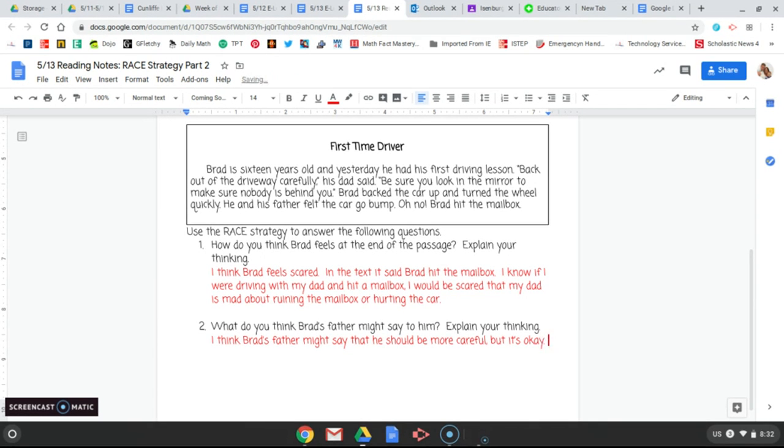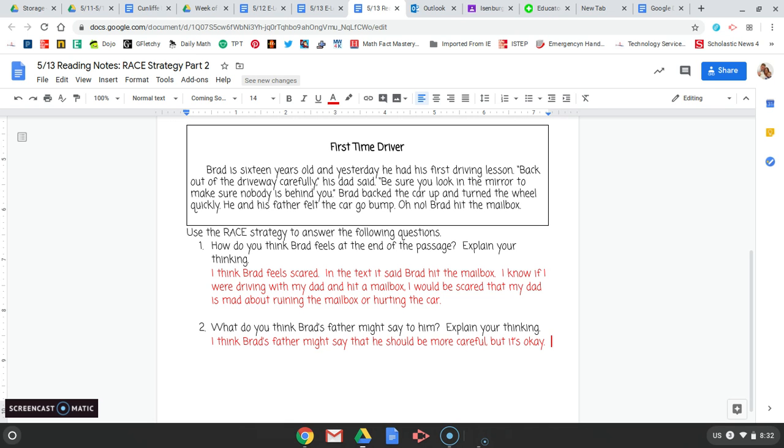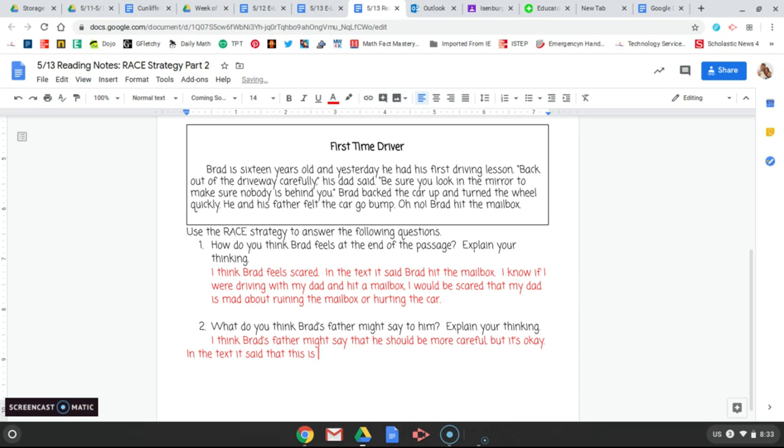All right, so now I need to cite some text evidence. So the part of the text that showed me that I don't think his dad will be mad and that he'll just kind of correct him is the fact that it's his very first driving lesson. So that's the part of the text that I'm going to cite. So I'm going to say, in the text, it said that this is Brad's first driving lesson. So there's my text evidence, okay?